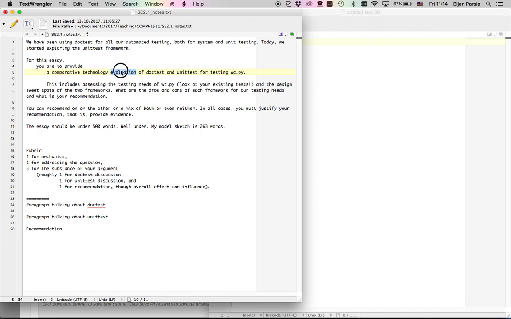So that's the core. I haven't addressed the question unless I have provided a comparative technology evaluation. And this right here, if I don't know what that is, that's when I should go ask, or I should go into the forum and ask.